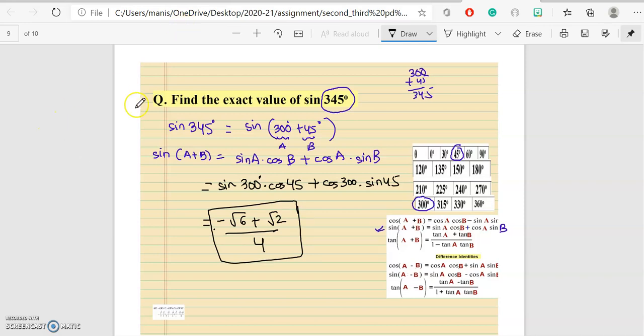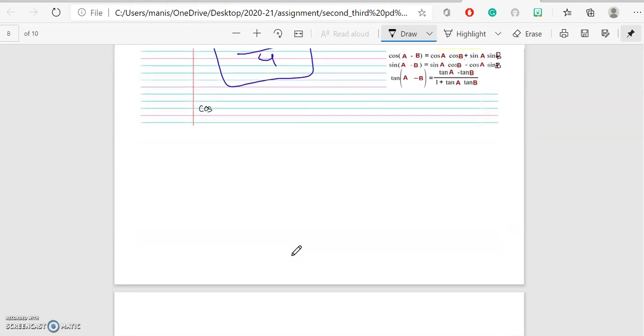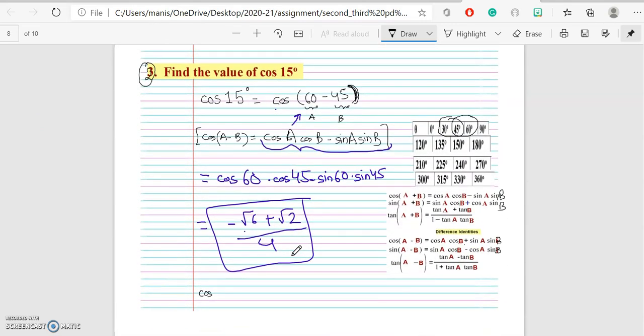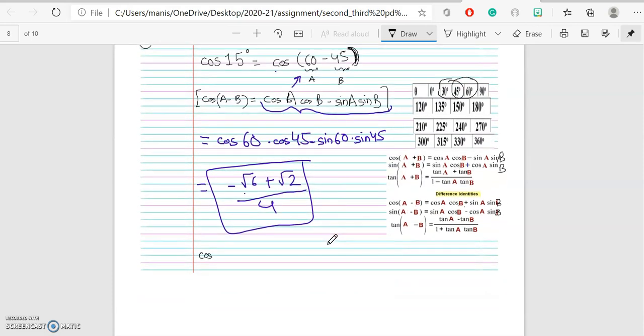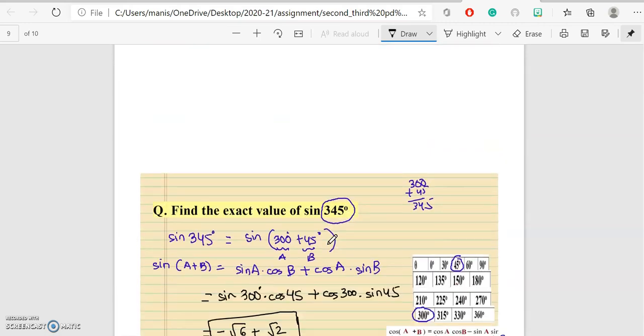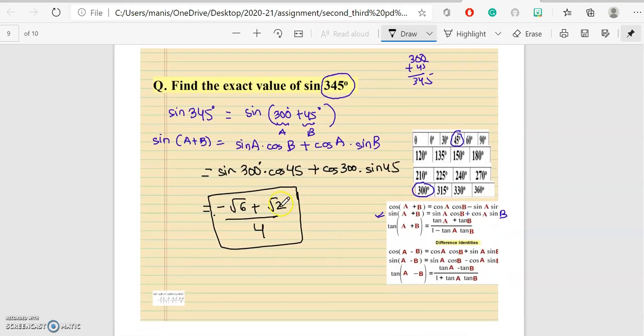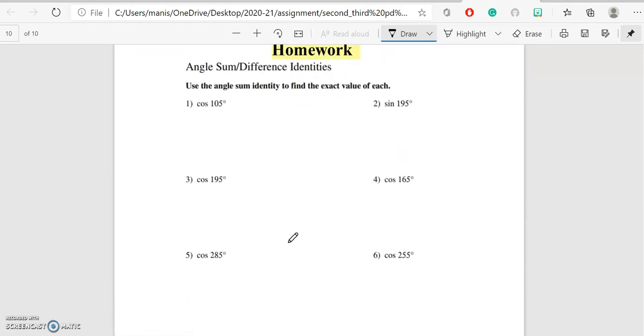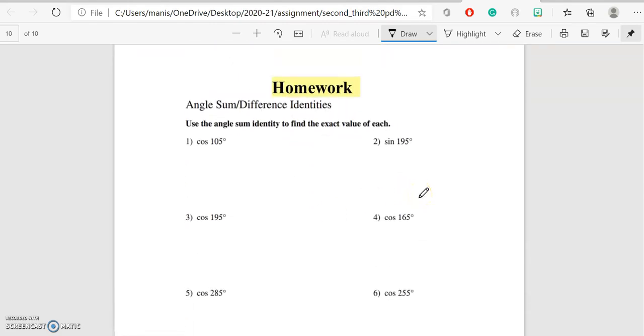Now it might be coming to your mind that sine 345 degrees gives you this answer and cosine of 15 degrees gave you this answer. Yes, because if you look in the trigonometric table, you will come to know that these two are at the same position, so this gives us the same answer. Now after this, you need to practice all of these questions over here. These are the questions which you should practice.